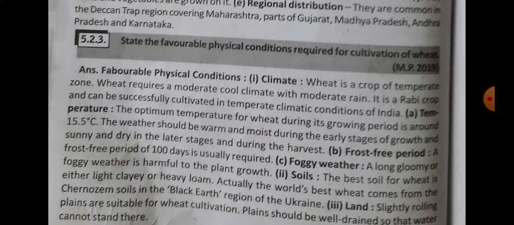A frost-free period of 100 days is usually required. Foggy weather, a long, gloomy or foggy weather is harmful to the plant growth. Soil: the best soil for wheat is either light clay or heavy loam. Actually, the world's best wheat comes from the Chernozem soil in the Black Earth region of Ukraine. Slightly rolling plains are suitable for wheat cultivation. The plain should be well drained so that water cannot stand there.